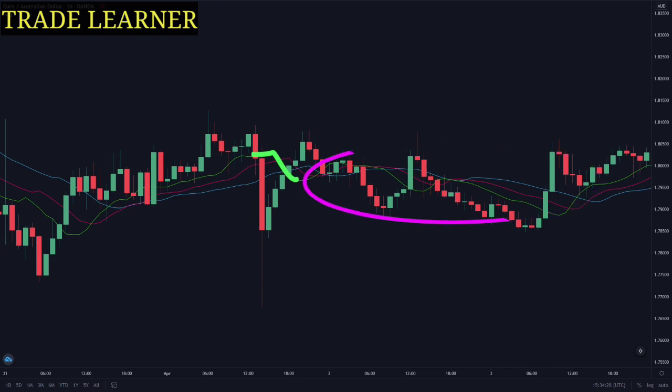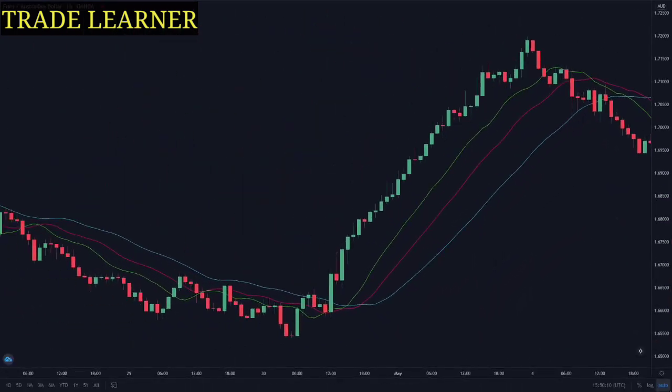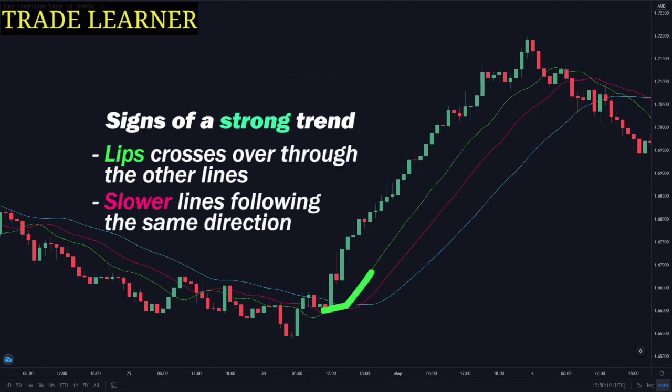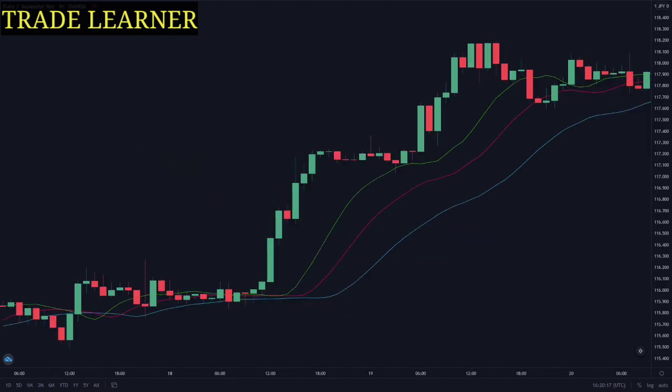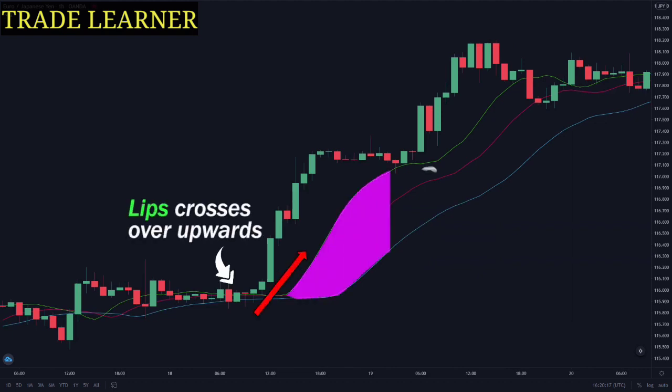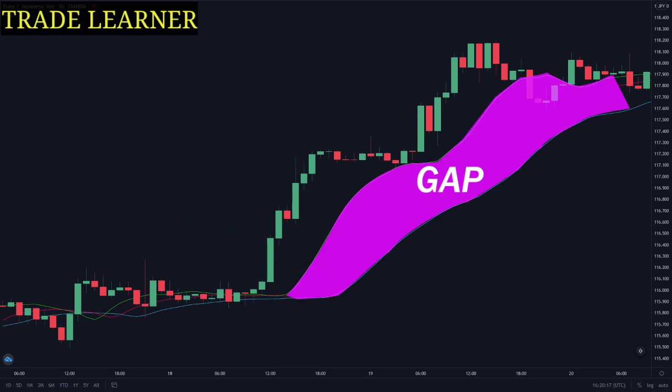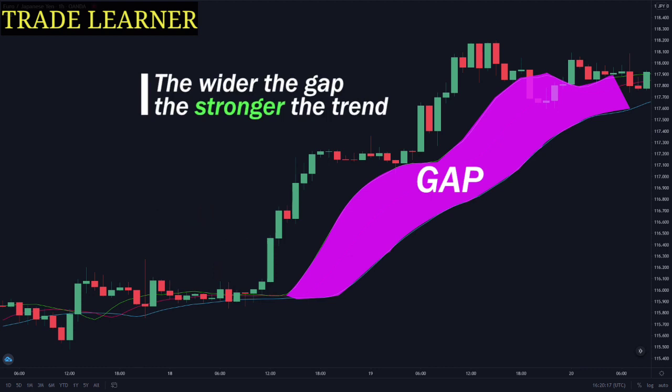We can also identify if strong trend momentum is happening in the market by looking at whether the lips cross over the other lines, plus the slower lines following in that direction. For example, in this chart, the lips cross over upwards while creating a gap between the lines. These gaps are very important because they show how strong a trend is. The wider the gap, the stronger the trend will be.